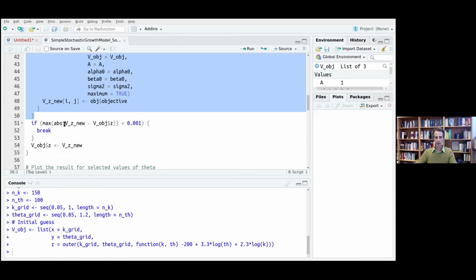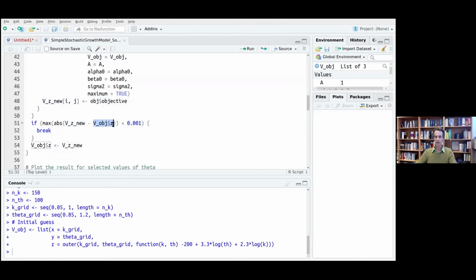And then we compare the new matrix, the one we just computed, to the old matrix, which is part of this value function object. This is very R specific here. We look at the difference between these two matrices. This is done pointwise. Since we don't really care whether one is larger or smaller, we only care about the difference between the two, the distance between the two.